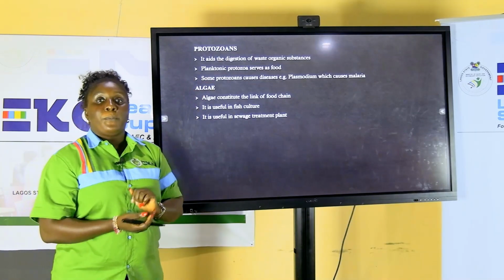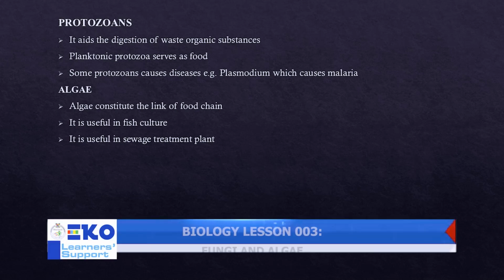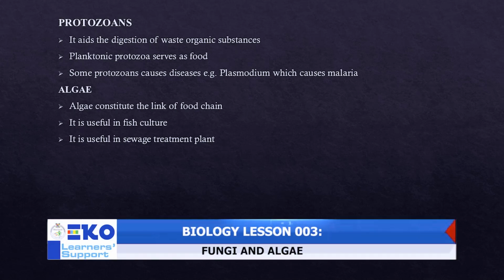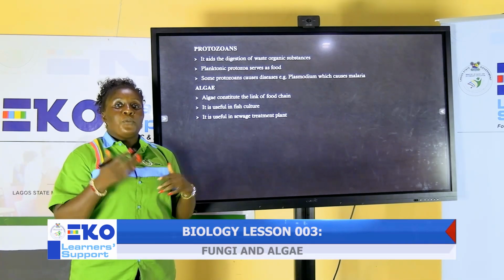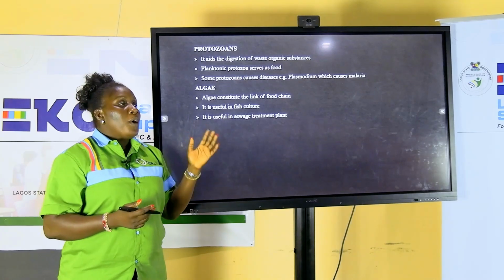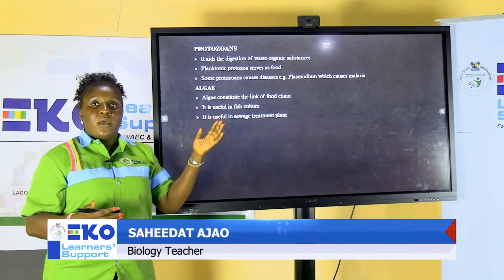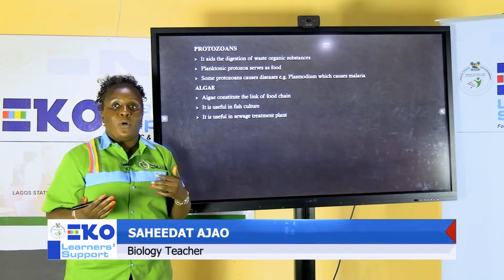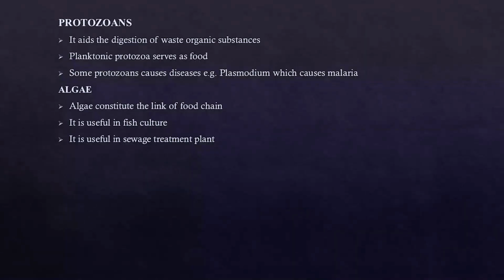The next one, we have the protozoas. It aids the digestion of waste organic materials. Planktonic protozoa serves as food. Some protozoas cause disease. Don't forget that when we're talking about protozoas, we said some are free living, where we mentioned paramecium and amoeba, while some are parasitic. Then we talked about plasmodium. Plasmodium is a protozoa that causes what? Malaria.